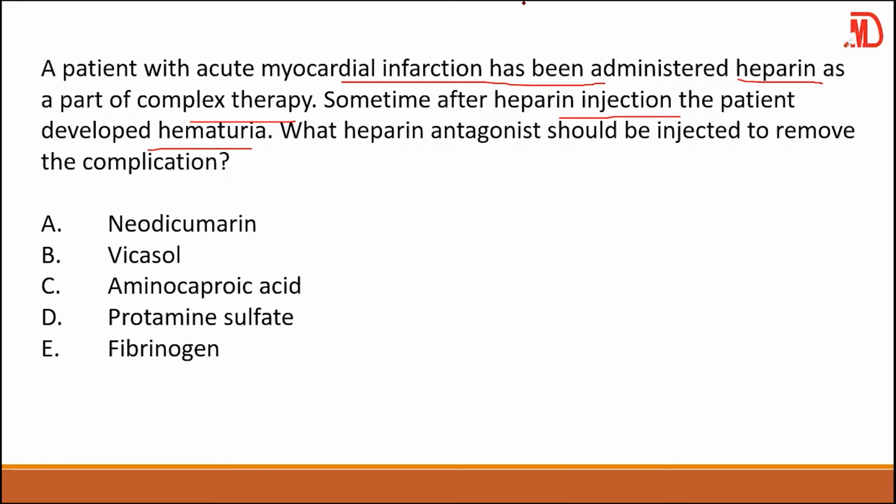So now what drug can we give to prevent this anticoagulant activity of the heparin? Over here, we are definitely going to look forward to protamine sulfate. Protamine sulfate antagonizes the anticoagulant effect of the heparin. Basically, that is what it does. It prevents it from happening.